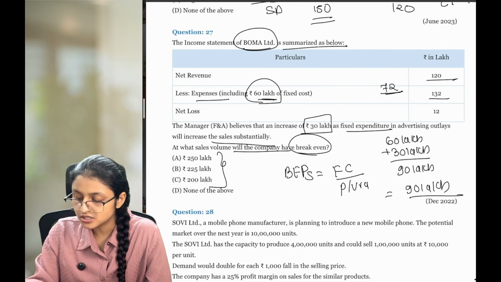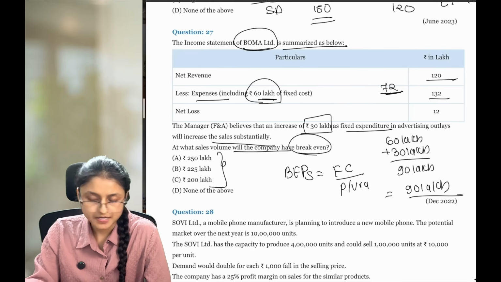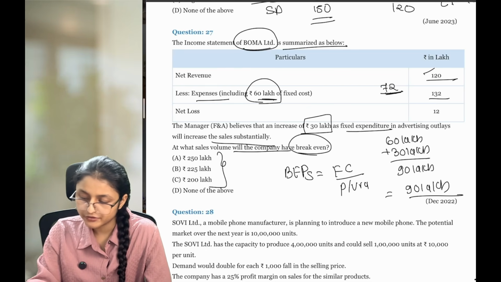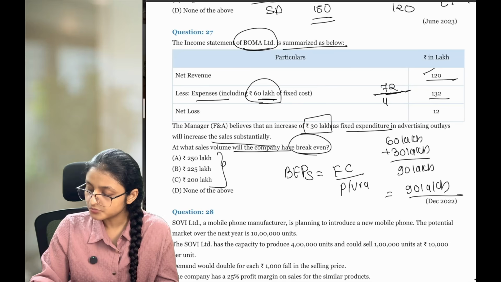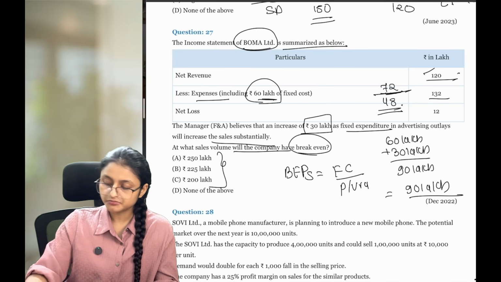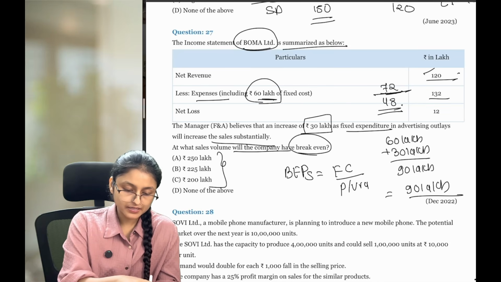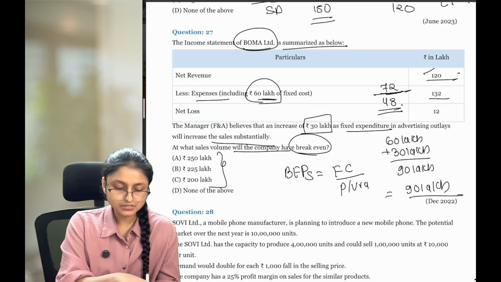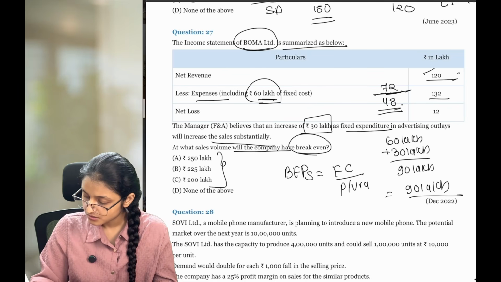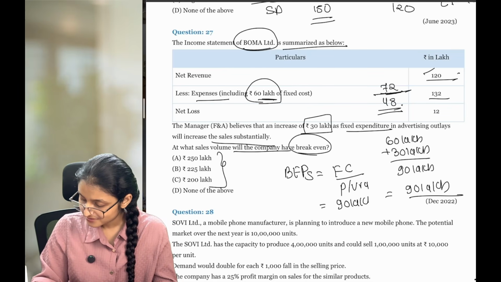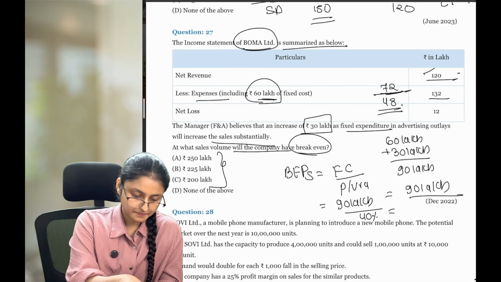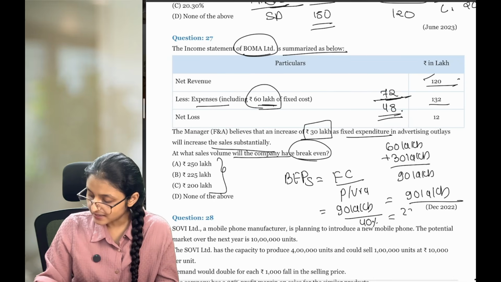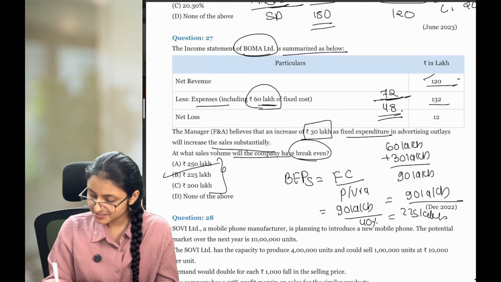There are no such changes in the variable cost mentioned. Hence, variable cost is 72 and net revenue is 120. So 120 minus 72 will give you a contribution of 48. 48 is the contribution at net revenue of 120. Hence, 48 divided by 120 will give you PV ratio of 40%. So 90 lakh divided by PV ratio of 40% will give you 225 lakh as the sales, and this is your break-even point sales.